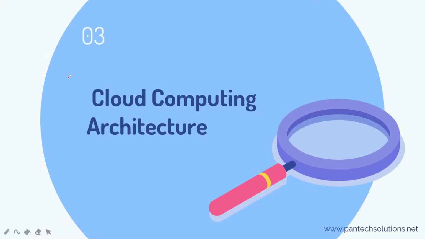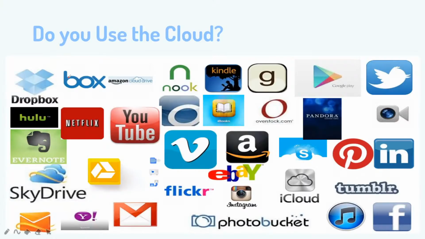So next one, cloud computing architecture. We have already seen the architecture, but we'll see it in the next slide. Before that, you can see we have different types of cloud. We can use different cloud technologies, but mostly we know only Google or Microsoft Azure. But there are many others, like YouTube, Netflix, Evernote, Dropbox, Amazon Cloud Drive, SkyDrive, eBay, Instagram, iCloud. These are all cloud computing technologies.